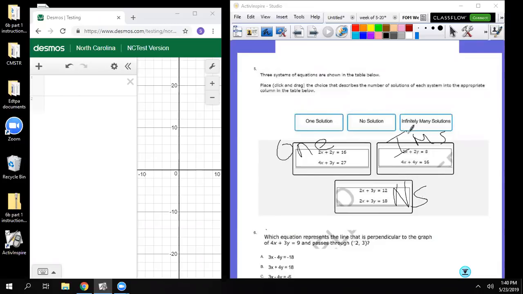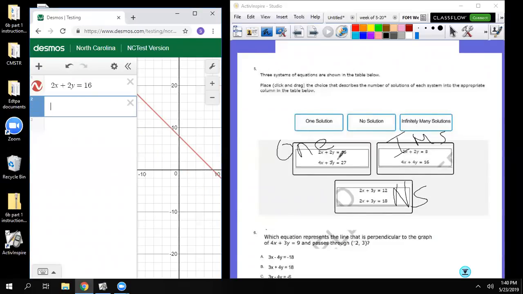So first off, we're looking at question number 5, and it's the three systems of equations are shown in the table below. It wants us to describe the number of solutions for each system in the appropriate column here. And notice I've already answered it. First is 1, second one is infinitely many solutions, and the last one is no solution. But the way we arrive at that answer in Desmos is going to be to simply type in the equations that we see. So taking this first box here, we have 2x plus 2y equals 16.